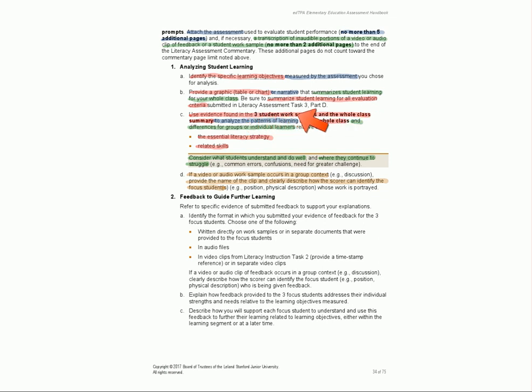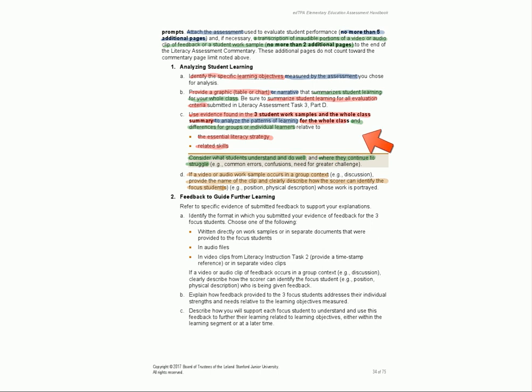Use evidence found in the 3 student work samples and the whole class summary to analyze patterns of learning. All right, for the whole class. And essential to this prompt is that after you've written about the whole class, you need to say something about individual differences for groups of learners. Okay, differences for groups or for individual learners. And as always, these need to focus on the essential literacy strategy and the related skills.